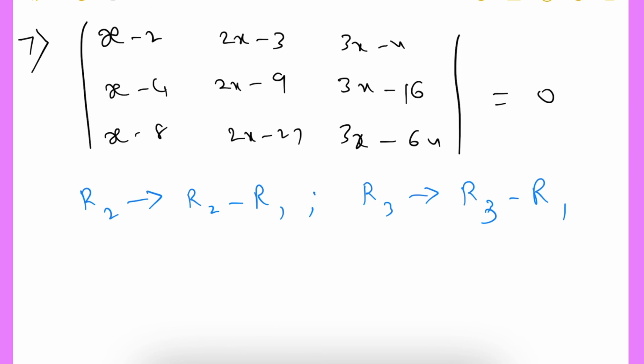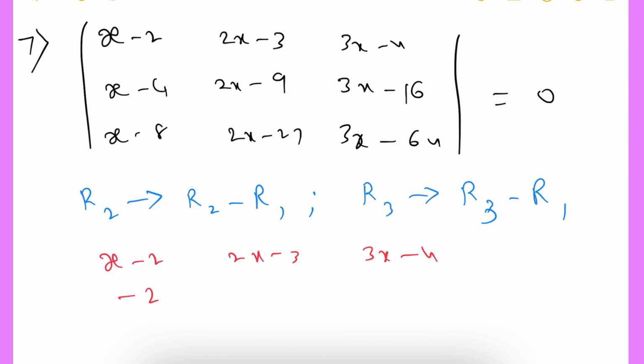So row 1 as it is, that is x minus 2, 2x minus 3, 3x minus 4. Now row 2 is nothing but row 2 minus row 1. So that is x minus 4, and for this total minus, plus will become minus and minus will become plus, so minus x plus 2. x will get cancelled. Then remains minus 4 plus 2, it is minus 2.